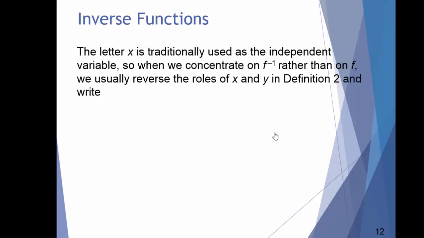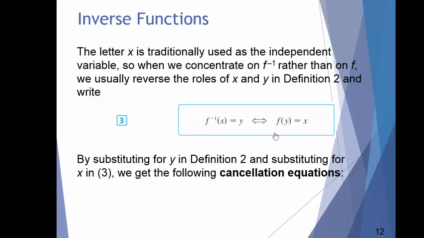So the letter x is traditionally used as the independent variable. So when we mostly don't want to talk about f, we want to talk about f inverse, we usually reverse the roles of x and y. And instead we say, okay, well then f inverse of x equals y means that f of y equals x. So that's so that we can maintain that tradition of using x as the independent variable.